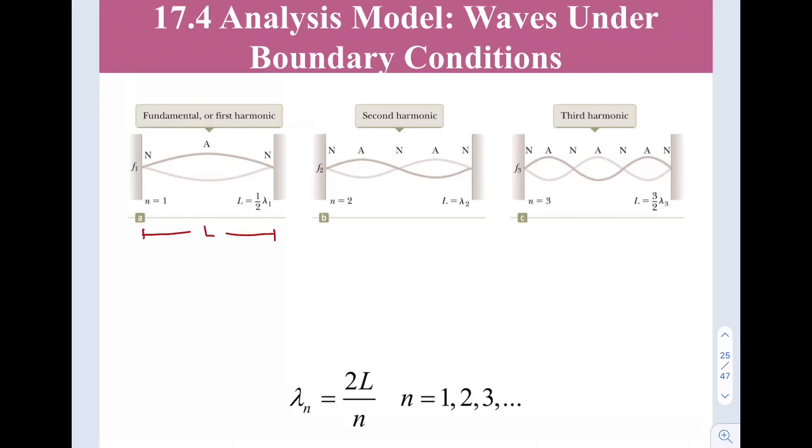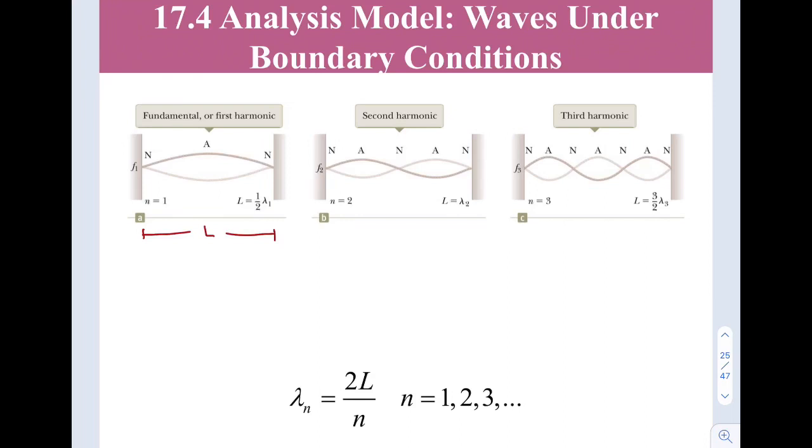right? For the third pattern, or third harmonic, you have 3 loops. The order is 3, and L is 3 over 2 lambda. This is one complete lambda here, and this is half lambda. That is why it becomes 3 over 2 lambda. From here, we can see that lambda n is equivalent to 2L over n, where n is 1, 2, 3, and so on, the integers. This is the order of the harmonics.